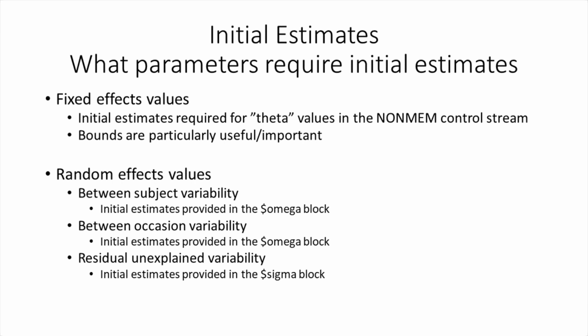And for the residual unexplained variability, you may want to start with values that are close to the assay variability, the limit of quantitation and the CV of that particular assay.